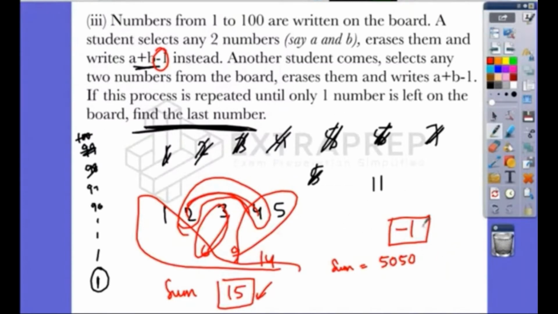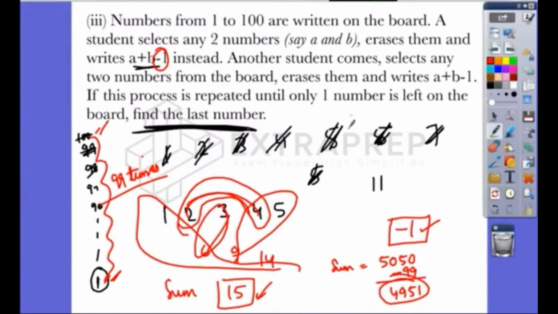Now, what did we forget? We forgot minus 1. See, from 100 numbers, only one number is left. So the operation is done how many times? 99 times. Is that understood? Every time an operation is being done, one number is eliminated. So from 100, if you want one number left, the operation should be done 99 times. So 99 times minus 1 should be subtracted. That will be minus 99. 4951 is the answer. Is it understood?